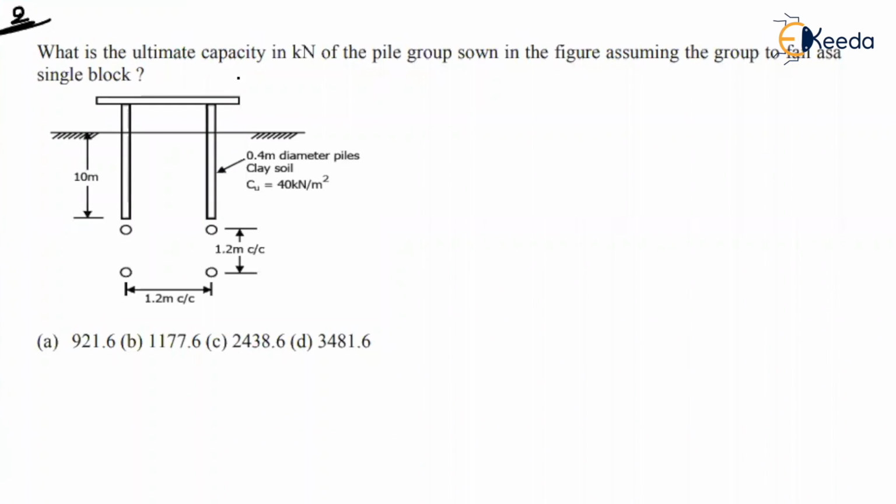What is the given data? What is the ultimate capacity in kilonewton of the pile group shown in the figure, assuming the group to fail as a single block?